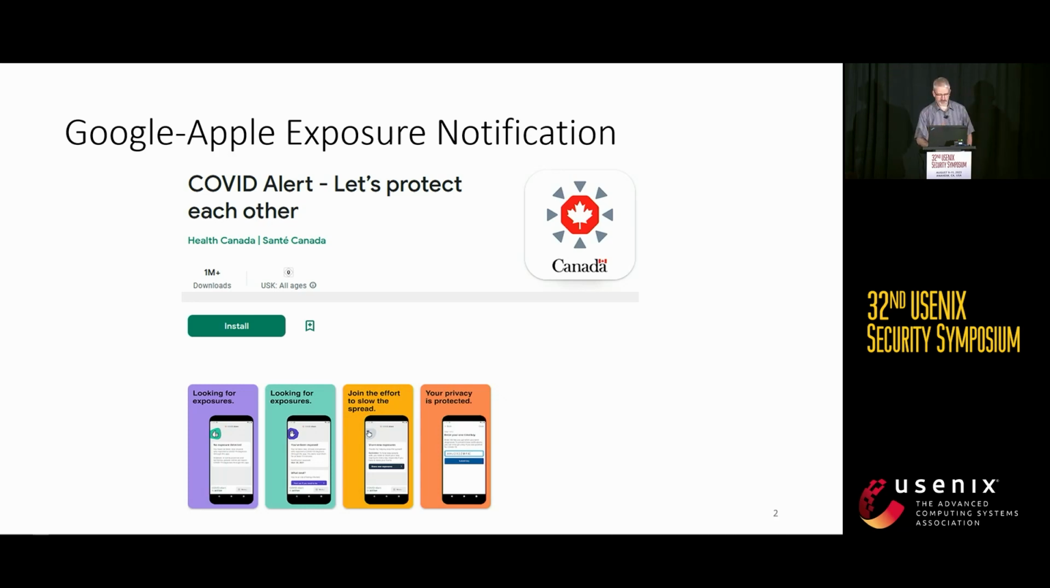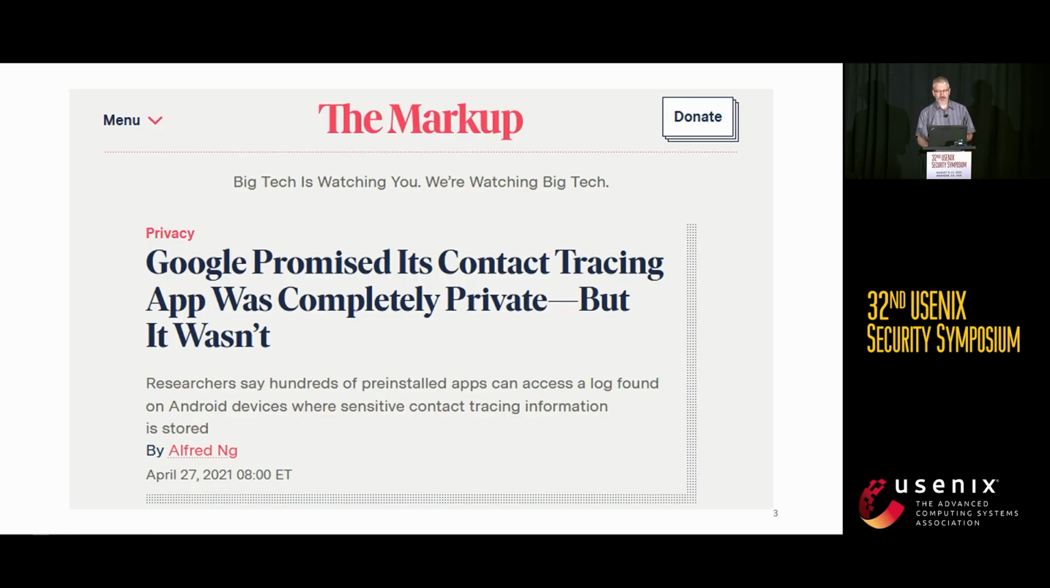Well, the Google and Apple exposure notification framework was intended to be privacy preserving. It was based on a really solid algorithm. However, in its initial implementation, it had a few problems.